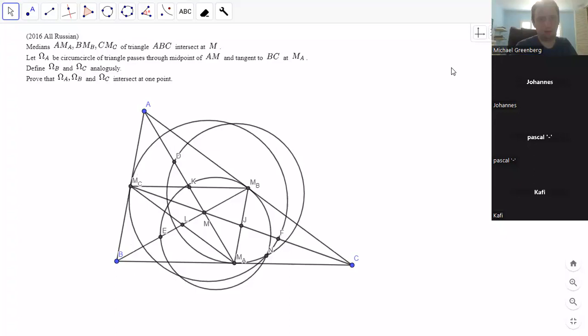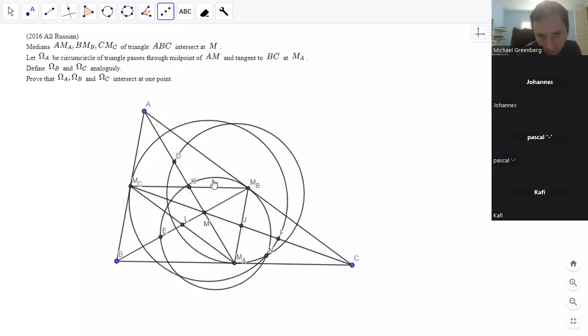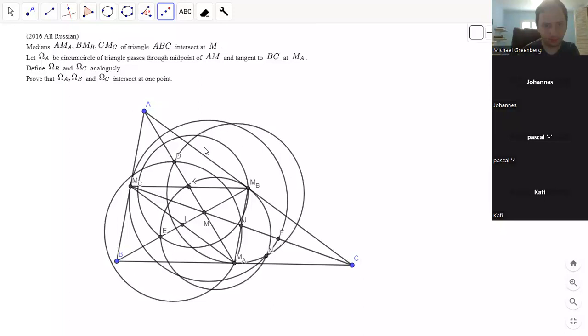Okay, so let's see. Wait, no, I'm a little bit confused. Yeah, I thought, wait, another circle here? Wait, there's three circles. 1, 2, 3. That's right. Okay, so reflect this over M, this over M, this over M. Okay, what I said wasn't true.